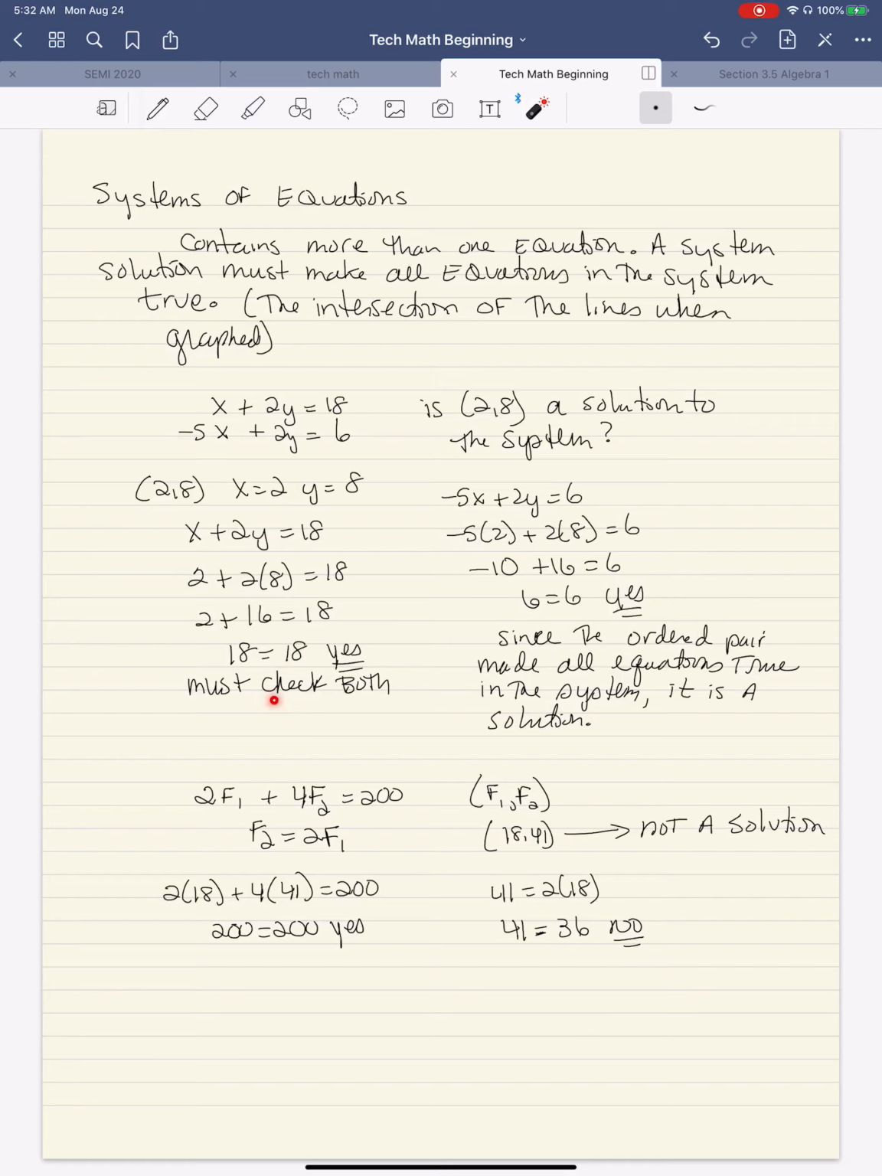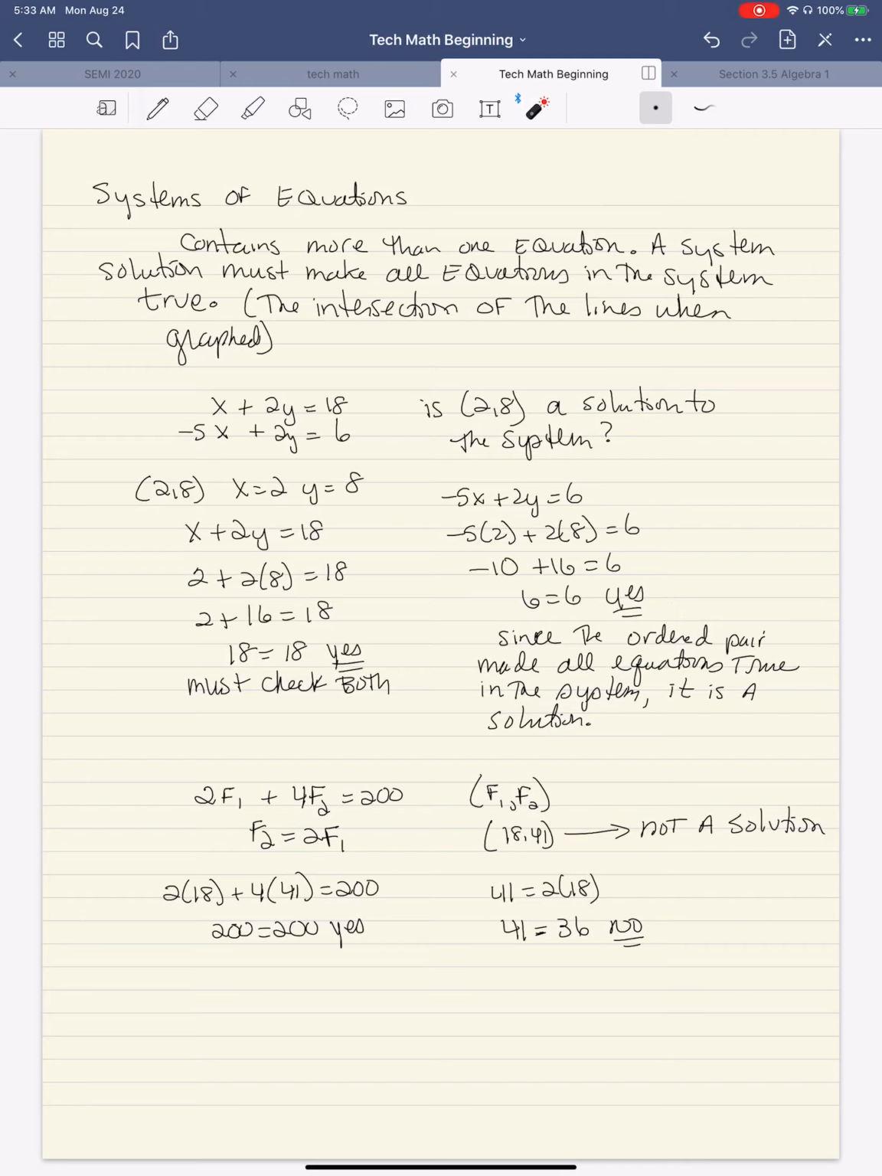Yes, 18 does equal 18, so that works, but I have to check out both of them. They both have to be true, not just one. So the second equation is minus 5x plus 2y equals 6. Again, substituting a 2 for x and an 8 for y: minus 5 times 2 plus 2 times 8 is supposed to be 6. Minus 10 plus 16 is 6. Yeah, 6 does equal 6, so yes. Since the ordered pair made all equations true in the system, it is a solution.